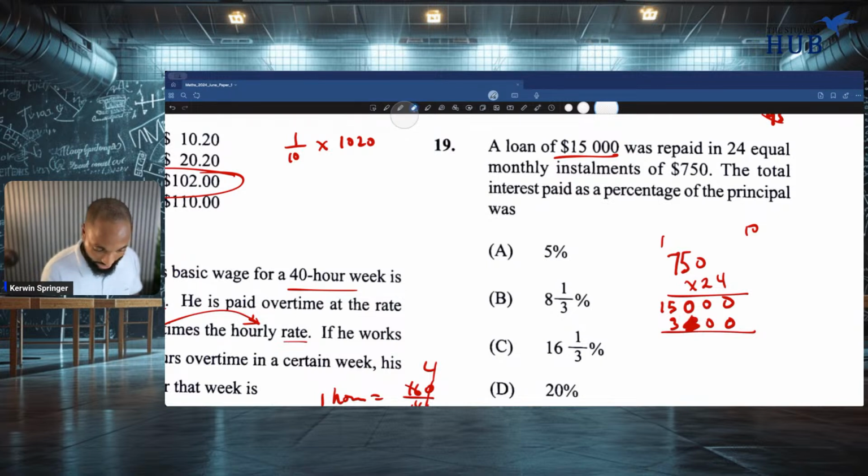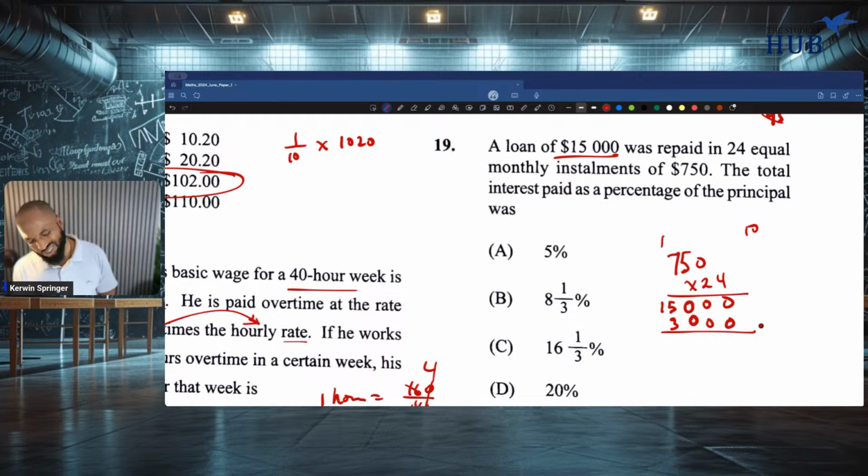At the end of the day, how much money are you supposed to end up with? I'm trying to reduce the size of my eraser. We're supposed to end up with 3,000 extra. Wait, can I just do the 20 by 75 and multiply by the 4, right? So we end up with 3,000 extra.